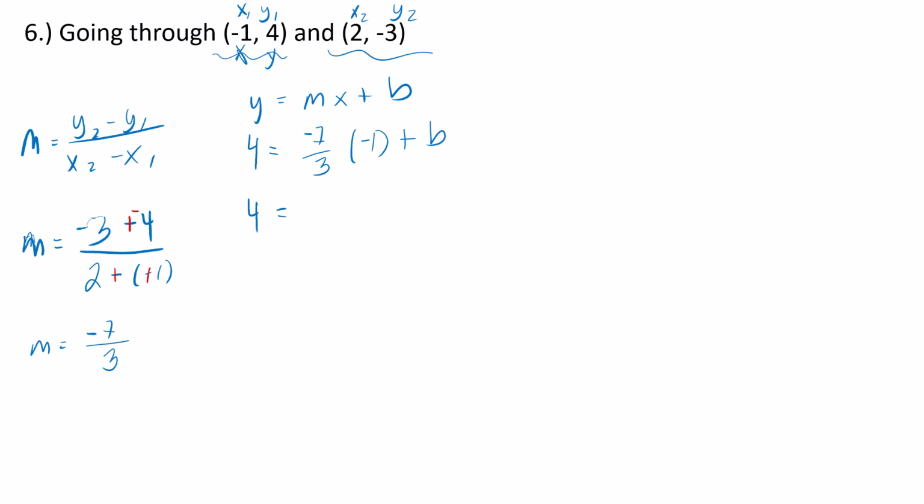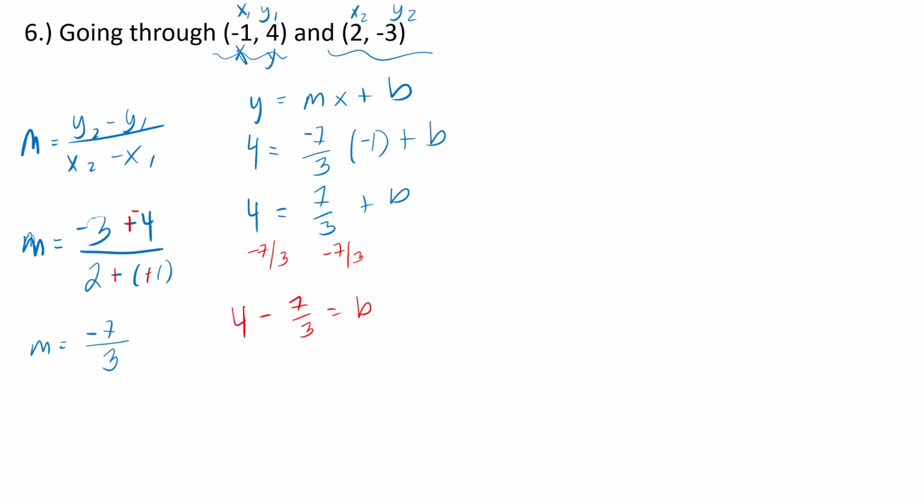-7/3 times -1. A negative times a negative would give you a positive. And then we need to figure out what b is, which means we need to subtract 7/3 from both sides. So I'll go ahead and subtract 7/3 and subtract 7/3. So now I've got 4 minus 7/3 is equal to b. If you've got a calculator that will do this for you and you're allowed to use it, now is a great time to just throw it in your calculator, 4 minus 7/3, and make sure you know how to get the fraction out of it.